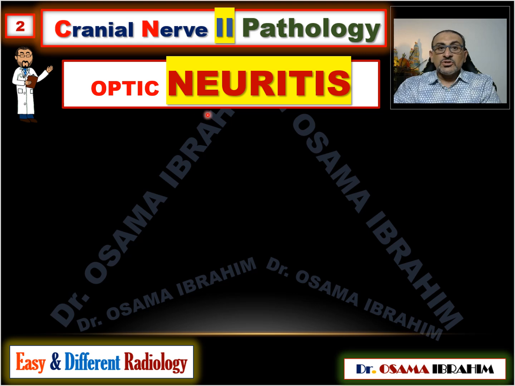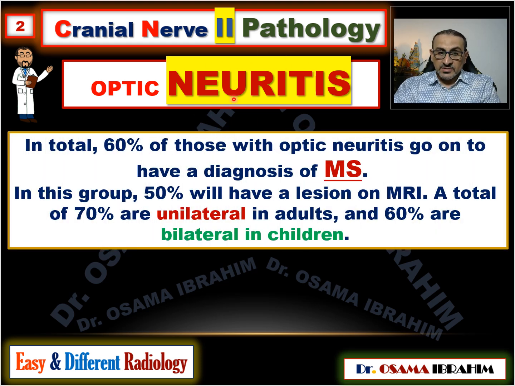The third pathology which occurs in the optic nerve, and I mentioned only the most common pathologies, is neuritis. Optic neuritis occurs in 60% of patients, and those patients go on to have a diagnosis of MS. So if you find neuritis, you should exclude the possibility of MS in this patient. However, neuritis can occur from other causes, as I will mention in my presentation today.